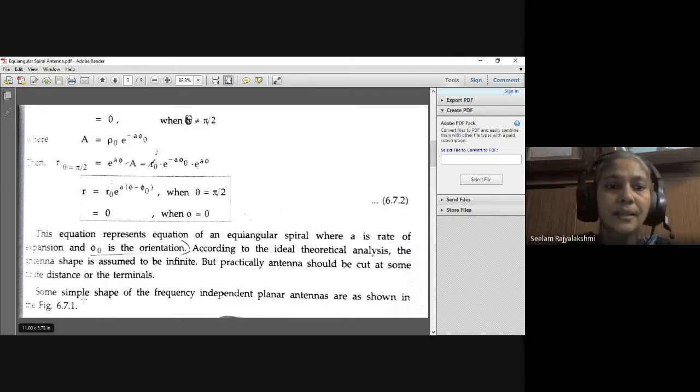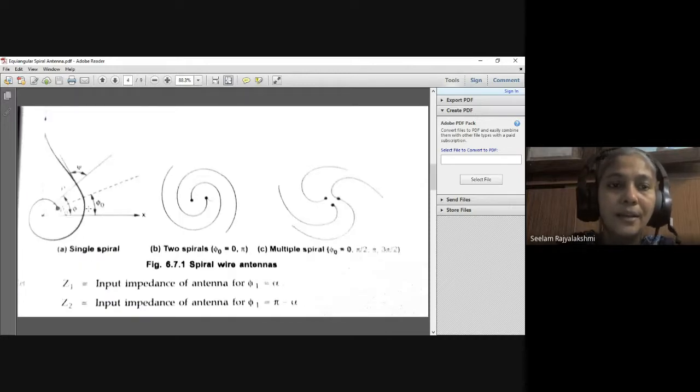So some simple shapes of the frequency independent planar antennas we will show here. These are the planar antennas. We can see a single spiral, and here we have two spirals, where phi naught equals 0. Here we can observe psi, phi naught and phi, and here theta, and this is the single spiral and multiple spiral.